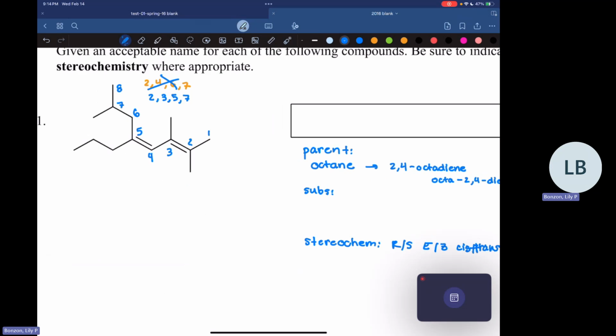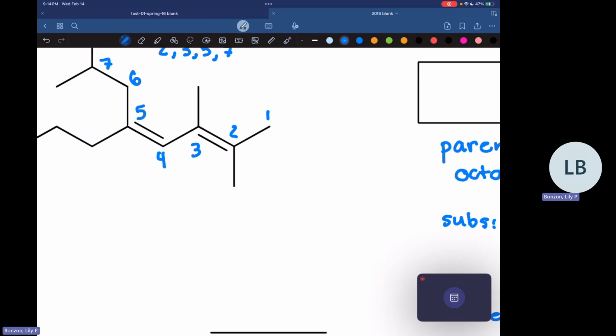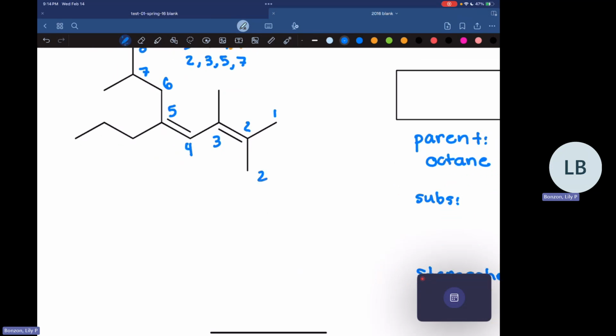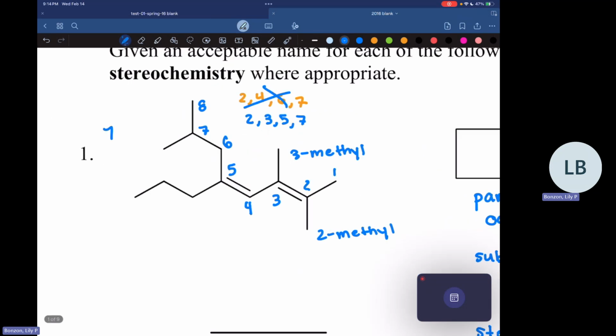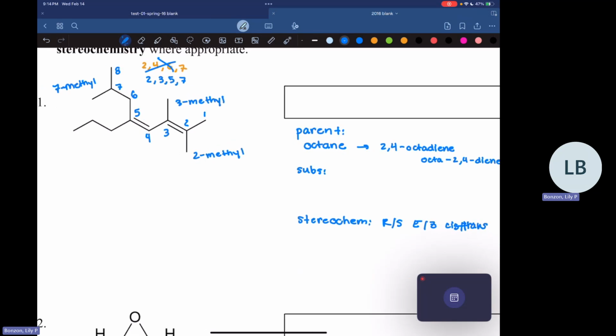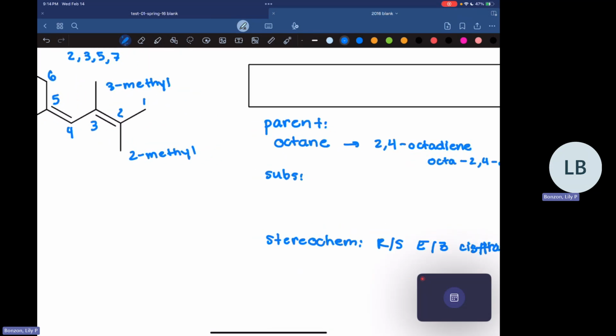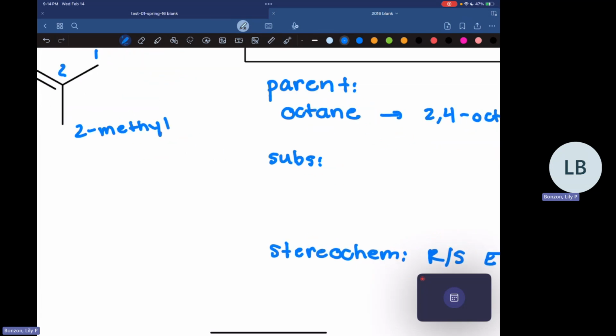So going on to our substituents, we already determined the numbers. Now we just have to figure out what the substituents are. So again, we have a 2-methyl, we have a 3-methyl, and we have a 7-methyl. And so when we have multiple of the same substituents, we're going to kind of combine them. So kind of like we did with the 2,4-diene, we're going to put these methyls as 2,3,7, and since we have 3 of them, we're going to have trimethyl.